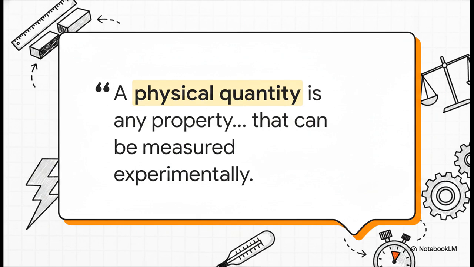Let's read this core definition together because it's absolutely crucial. A physical quantity is any property of a body, material, or physical phenomenon that can be measured experimentally and expressed by a numerical value together with a unit. Now, this isn't just academic jargon. This concept is exactly what allows us to compare observations and reliably predict the behavior of insanely complex physical systems.